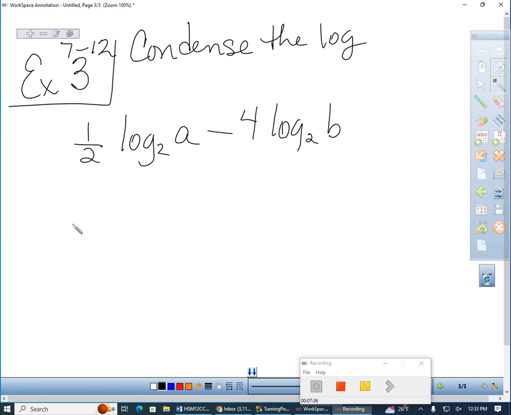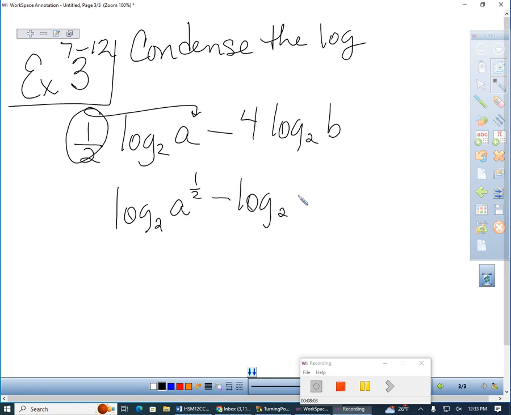Log 2 of a with the 1/2 on top. We're going to move this to the exponent. So it'll be log 2 of a to the 1/2 minus log 2 of b to the 4th. Would it still be 2 or would it be 4? Nope. The base stays the same. So it'll be log 2 of a to the 1/2, b to the 4th, right?